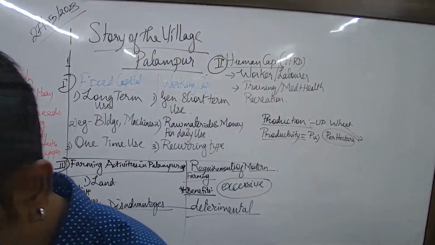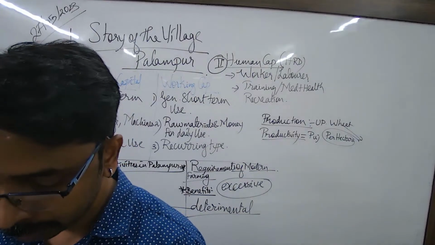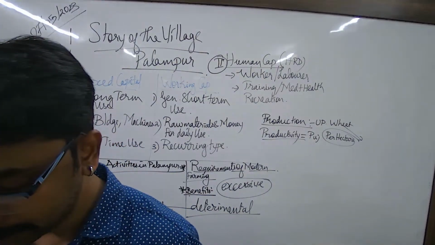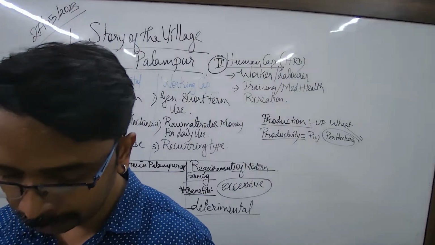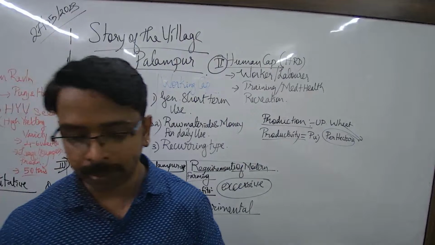What was the last point that I've given? The disadvantages. We did 4 disadvantages. That's enough. Now let us go only to the reading: Distribution of land in Palampur. Read it, Aditi.